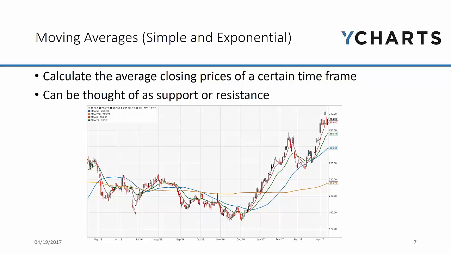Next, we have moving averages, and this is also a very popular metric that technicians use. Moving averages are simply calculated as an average of closing prices. For exponential moving averages, the more recent prices are weighted greater than the previous ones. So it's a little bit more of a momentum indicator. And these moving averages are great for support and resistance levels that analysts like to use.